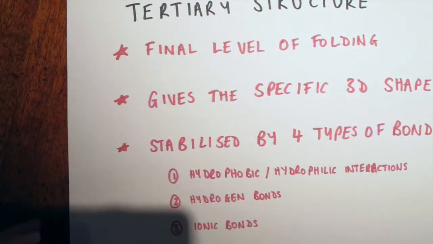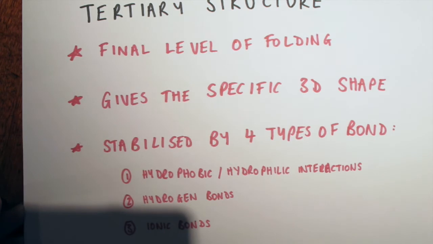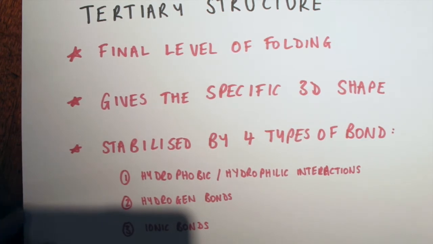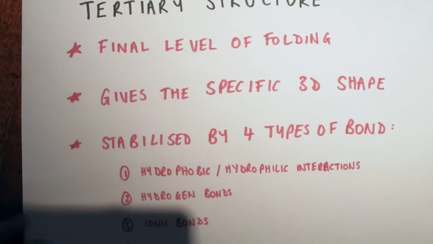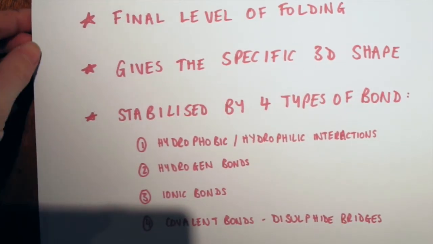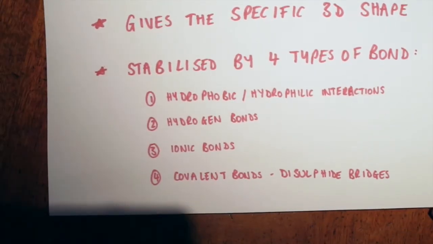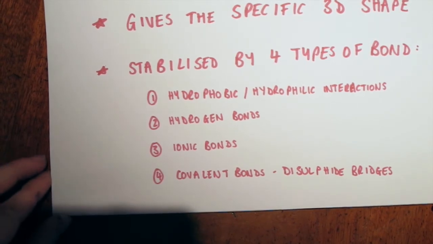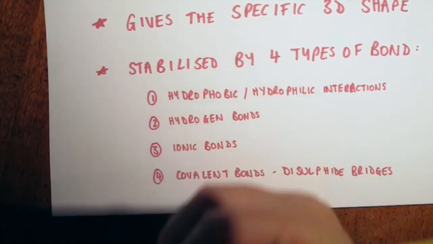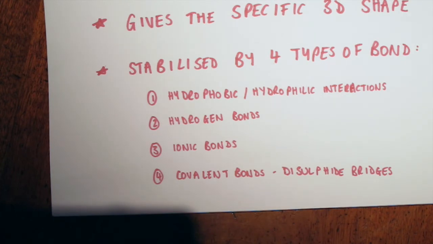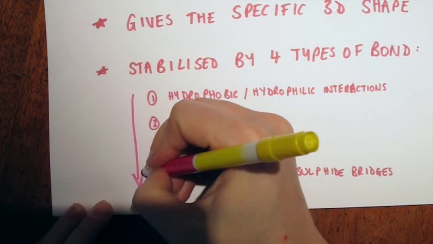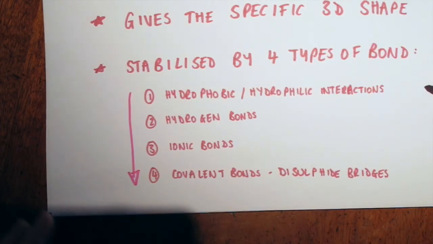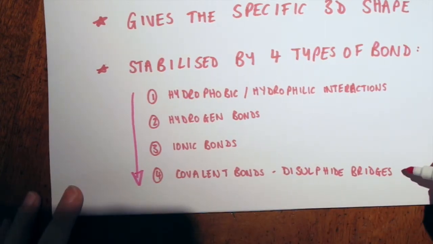The tertiary structure is in many ways the most important. It is the final level of folding, and it gives the specific 3D shape. It is stabilised by 4 types of bonds: the hydrophobic hydrophilic interactions, the hydrogen bonds, ionic bonds, and covalent bonds or disulfide bridges. The strength of these bonds increases as you move down here, so the hydrophobic hydrophilic interactions are the weakest, and the covalent bonds, the disulfide bridges, are the strongest.